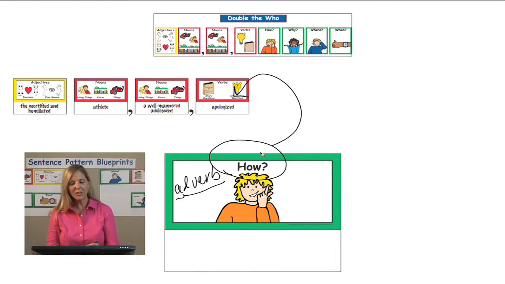So we're always starting with the how card, creating an adverb, and it's going to be the first card that we start with, and it's talking to the verb. Why? Because it has a crush on the verb. When we move this card, it's either going to be before or after the verb. Why? Because it always wants to be near the verb. It has a crush. How did this well-mannered adolescent apologize?